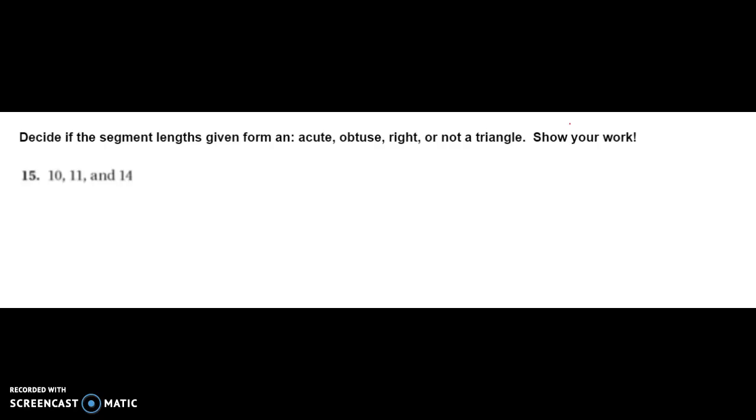We want to figure out if we have an acute, obtuse, a right, or not a triangle at all. And we want to use the Pythagorean inequalities here to see what's going on. So first thing is to check to see if we can even make a triangle out of this. We're going to add together the two smaller sides and make sure that it's greater than the largest side.